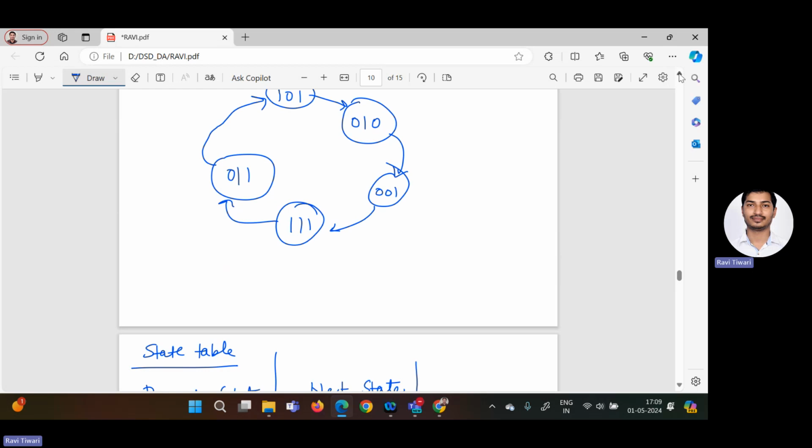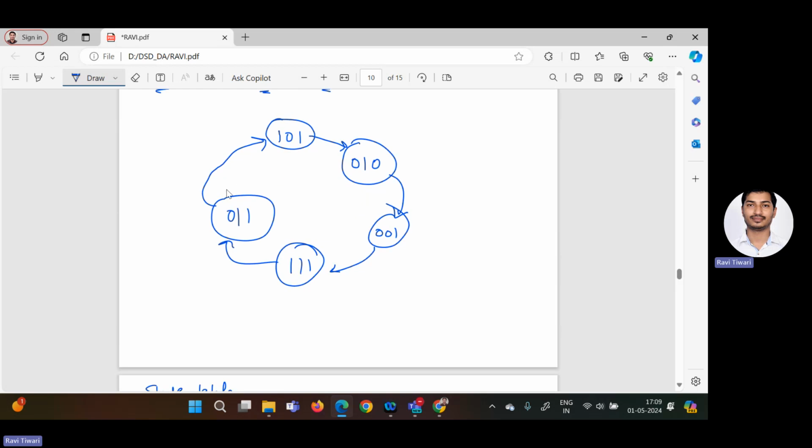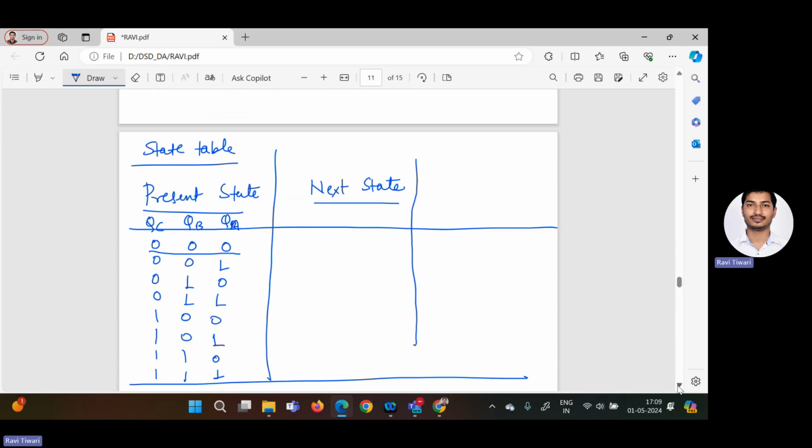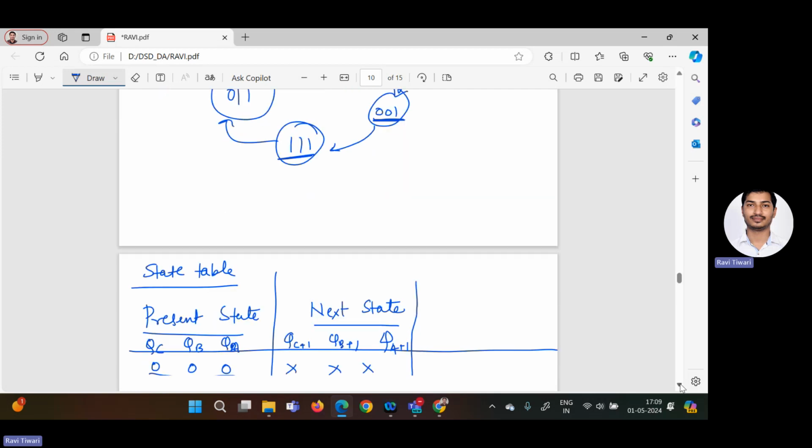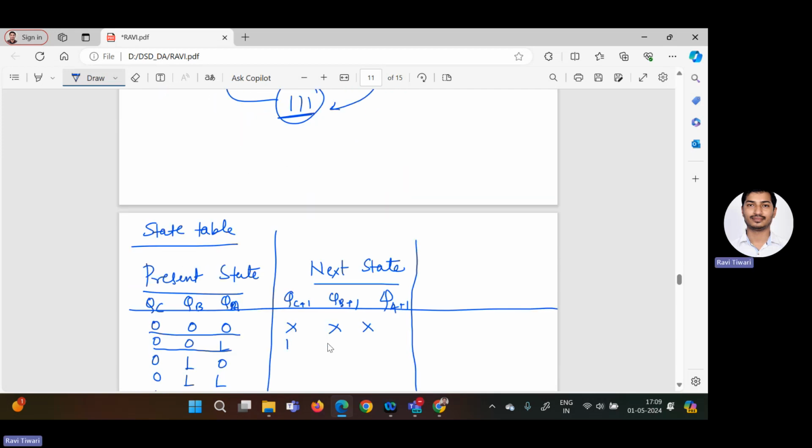Now, if you see the state diagram, here we don't have 0, 0, 0. If that particular state is not there in the state diagram, it's a don't care because we cannot tell the exact value here. Here it is QC plus 1, QB plus 1, and QA plus 1, which indicates the next state. If you are in state 0, 0, 1, what will be the next state? If you are in 0, 0, 1, the next state will be 1, 1, 1. Correct? So here you write down 1, 1, 1.